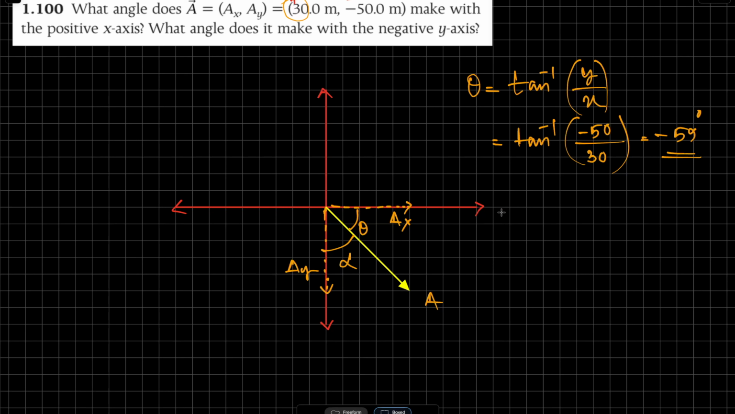How do you find alpha then? It's very simple. Let's ignore the negative sign. This angle is 59 degrees, theta equals 59 degrees. Now how do you find this angle here? The total is 90 degrees again. So to find alpha, 90 minus 59, that is 31 degrees. So this angle is 31 degrees.